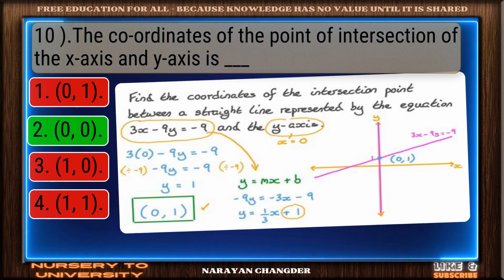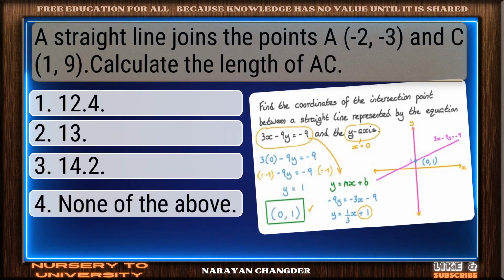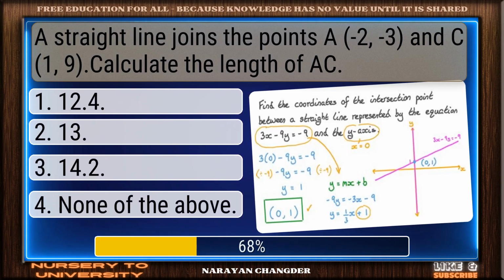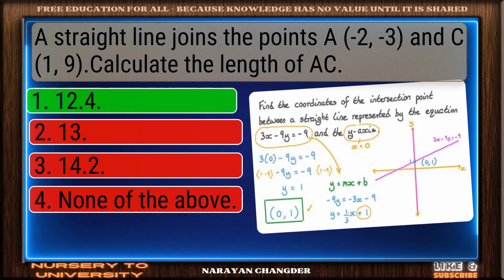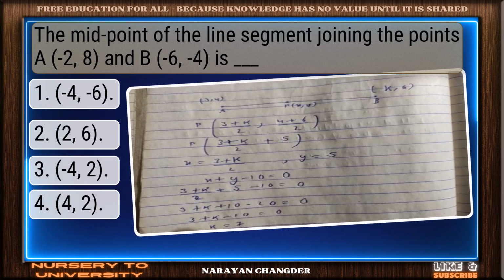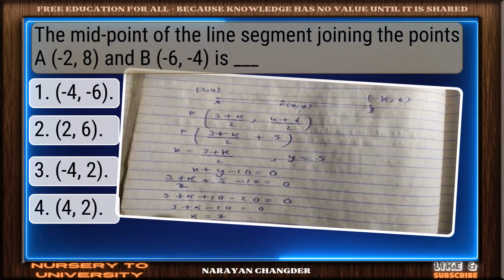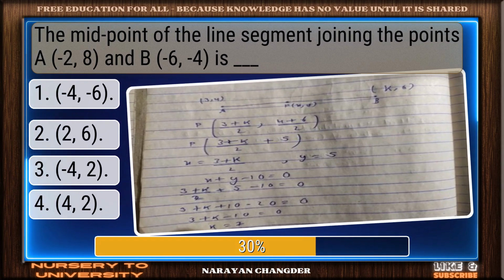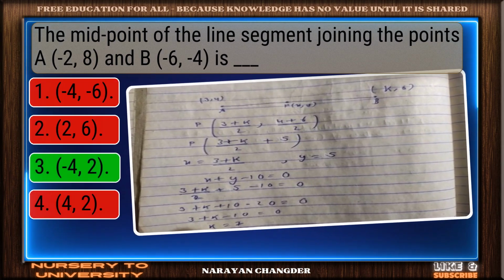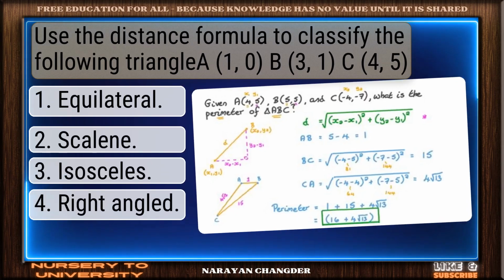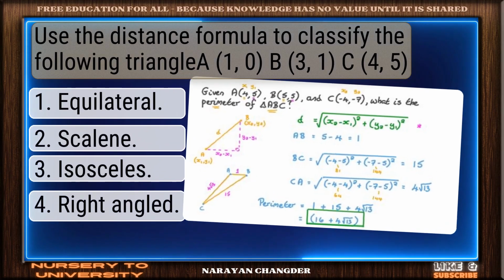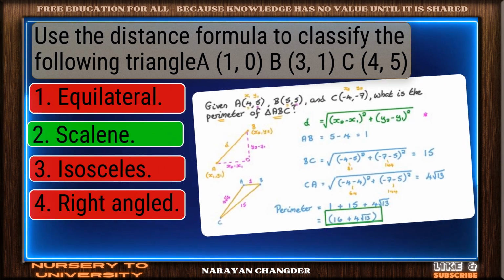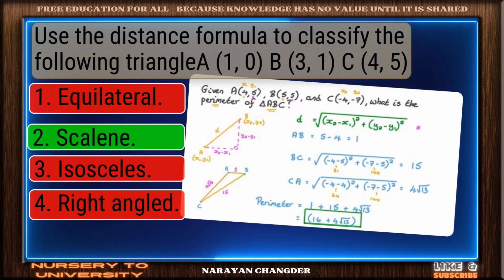Nice selection. Is correct. A straight line joins the points A and C. Calculate the length of x. Clear logic. 12.4 is sound. The midpoint of the line segment joining the points A and B is dash. Nice work. Fits perfectly. Use the distance formula to classify the following triangle ABC. Good thinking. Scalene is right.